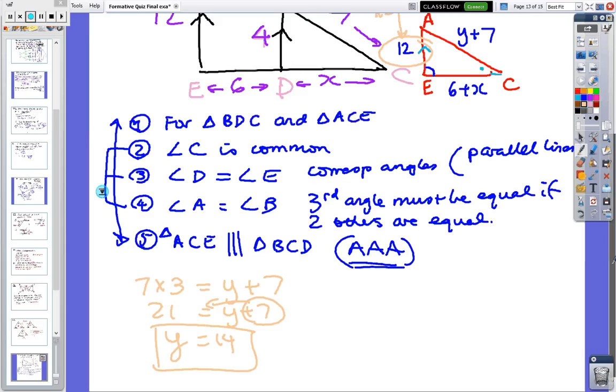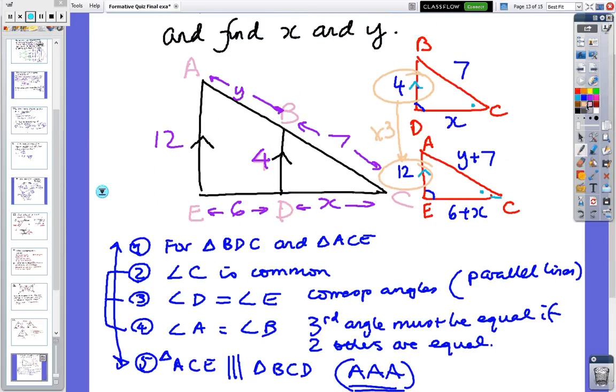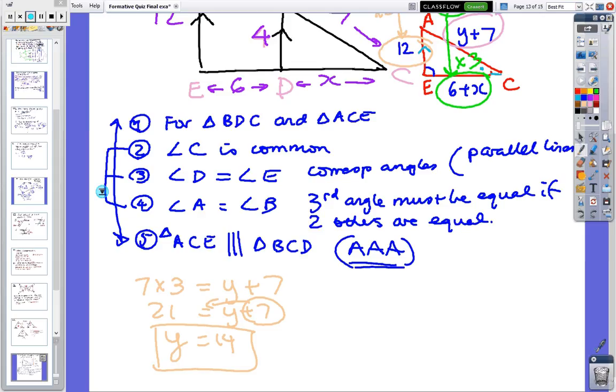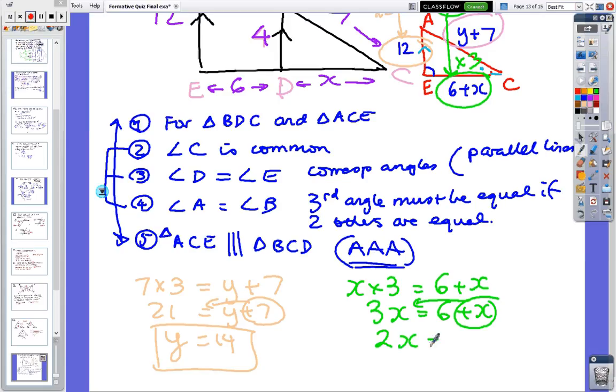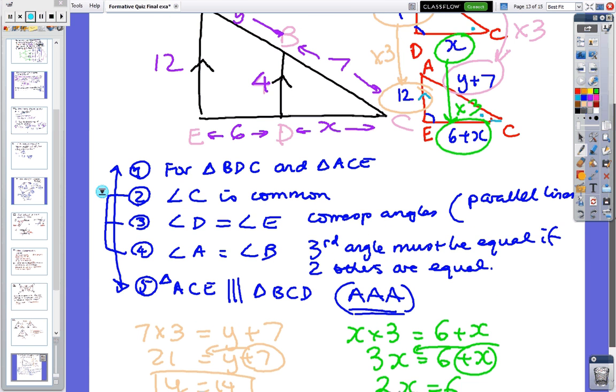Okay, so just remember, we're matching that with that, and it's multiplying. And we're going to match that with that, and we're multiplying. So X times 3 equals 6 plus X. So 3X equals 6 plus X. The X goes back by subtracting, and then just divide. Rightio, so there's your answers. So please have a proof in your notes.